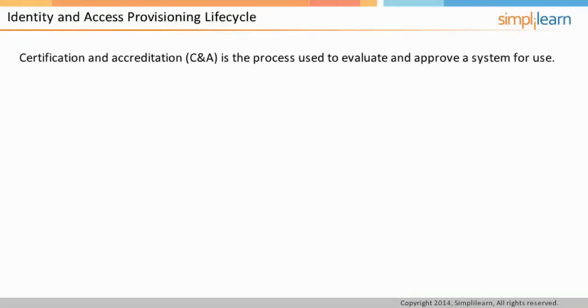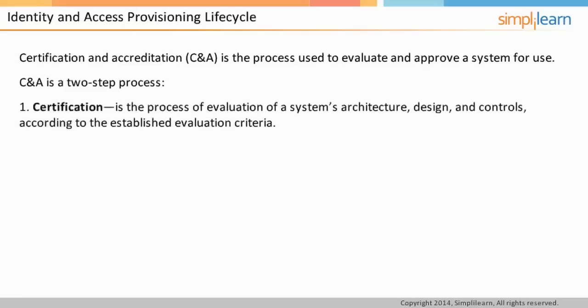Certification and accreditation, or C&A, is the process used to evaluate and approve a system for use. These activities are usually found in government and military environments and in highly regulated industries such as pharmaceuticals and aeronautics. Certification and accreditation is a 2-step process.